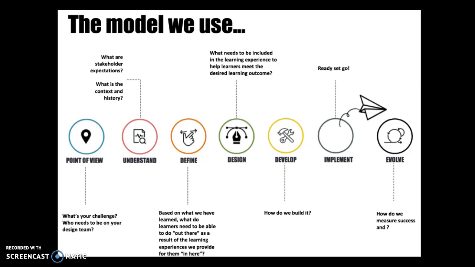The next step in the design thinking process is to understand. In order to design and develop learning experiences, you must take a human-centered approach, seeking to learn all you can about the users of your product. In our case, this is most commonly students and courses.